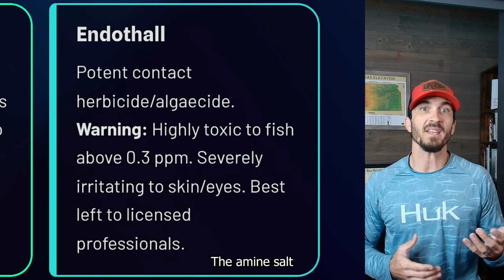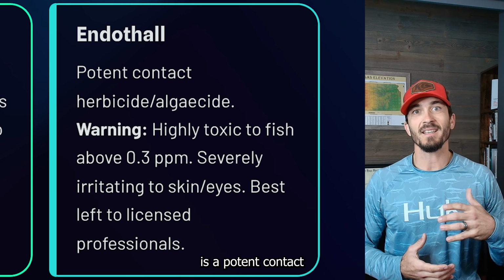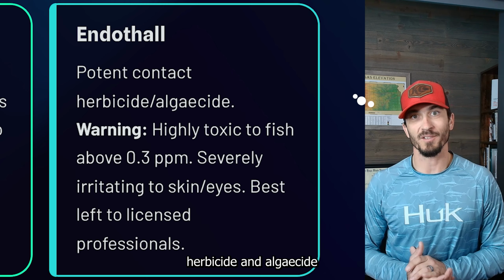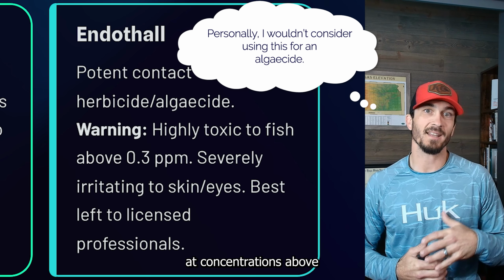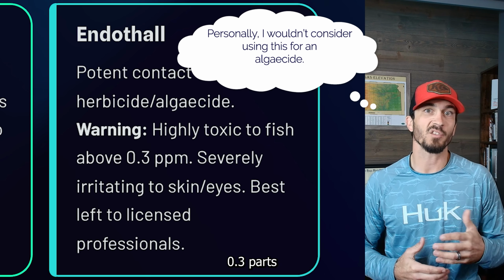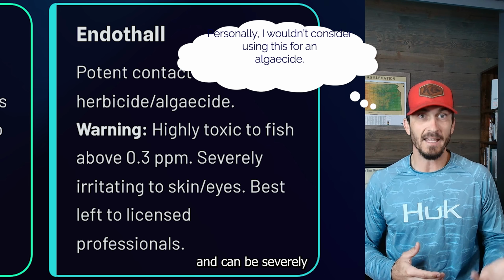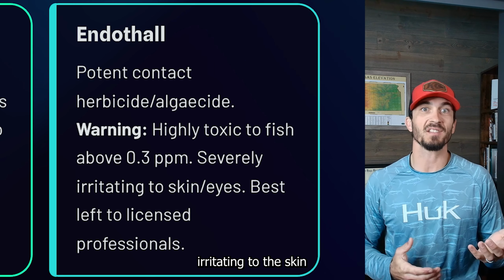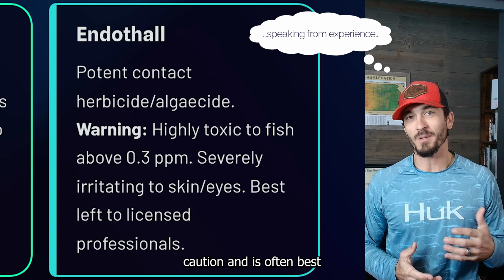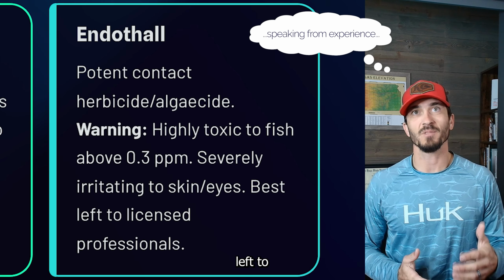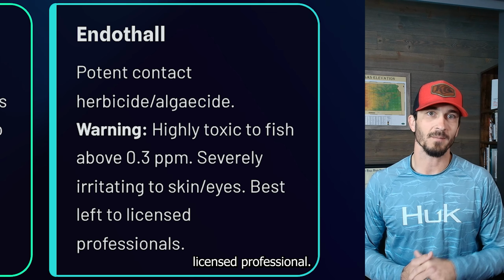Endothall, or the amine salt formulation of endothall, is a potent contact herbicide and algicide. However, it is highly toxic to fish at concentrations above 0.3 parts per million and can be severely irritating to the skin and eyes of the applicator. Its use requires extreme caution and is often best left to licensed professionals.